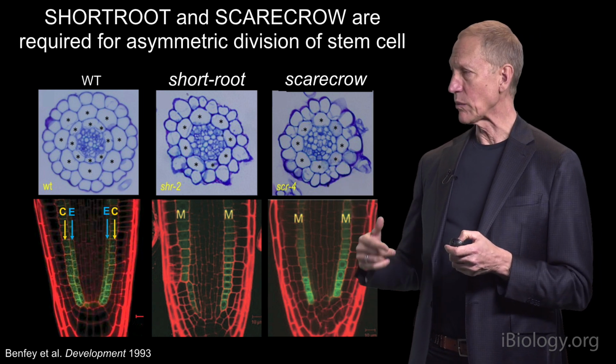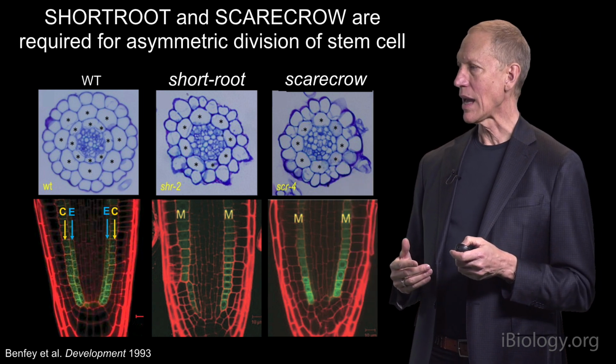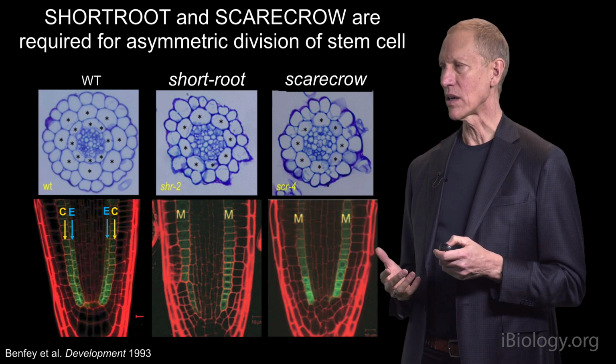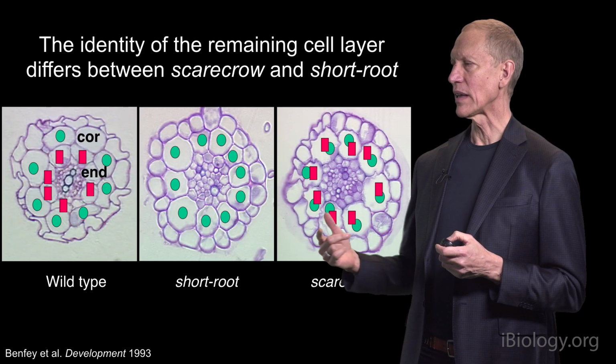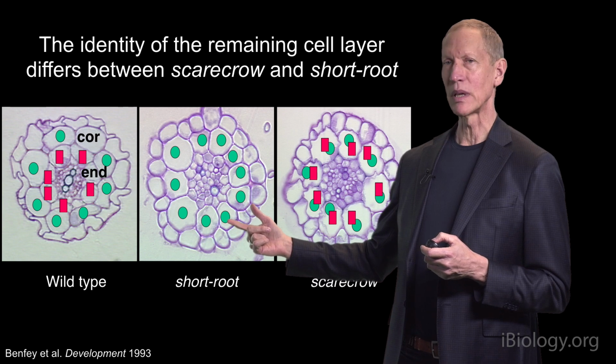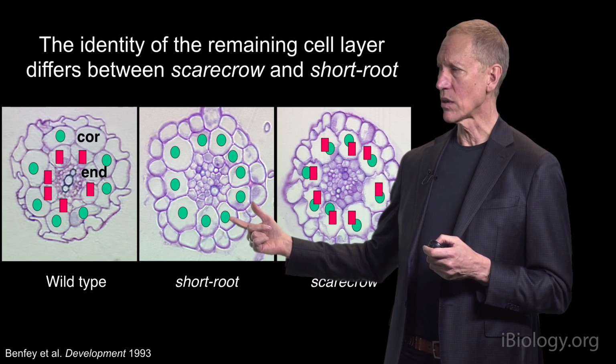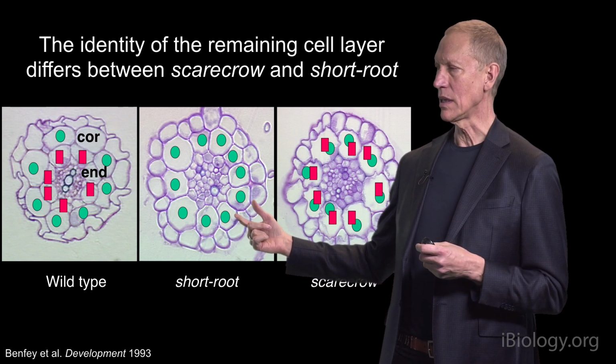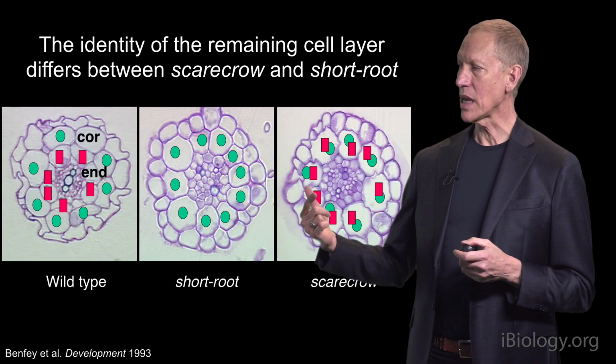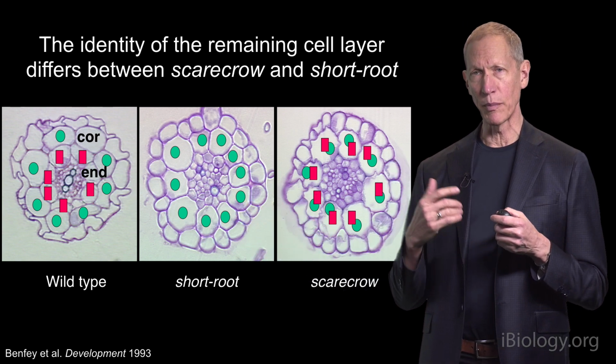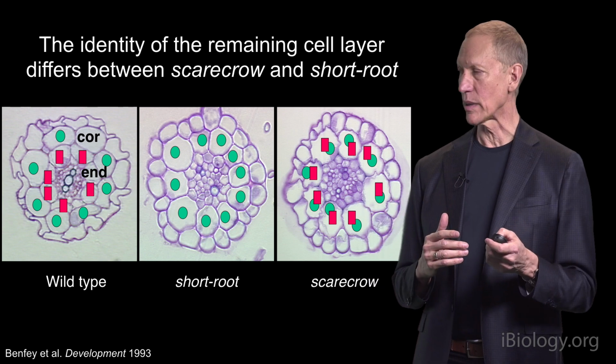And when we characterized these mutants and asked what that remaining layer had become, we found that with SHORTROOT, it had become the cortex. So SHORTROOT was missing the endodermis entirely. Well, in SCARECROW, we found attributes of both cortex and endodermis.